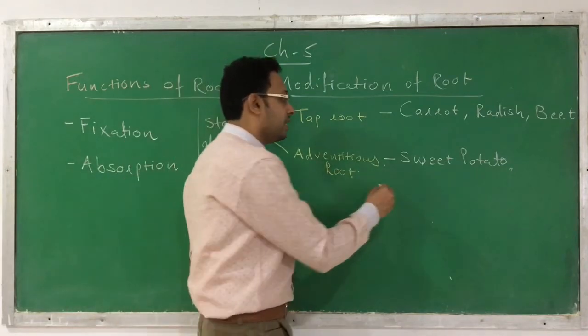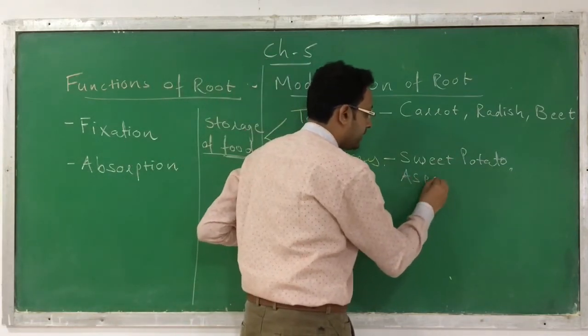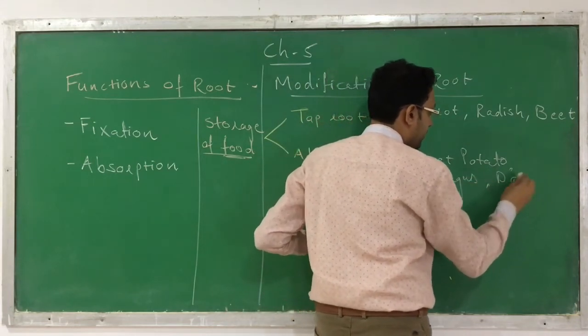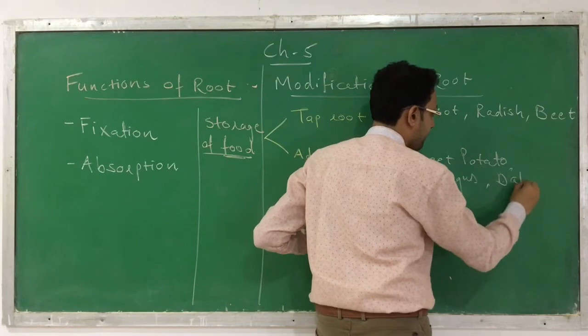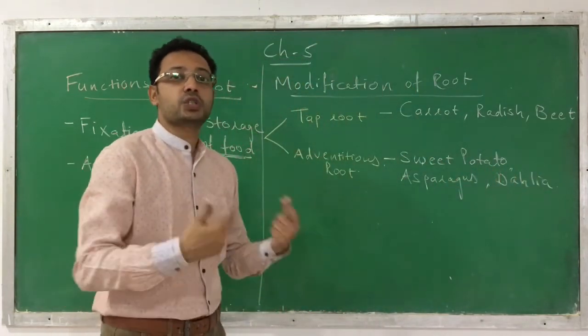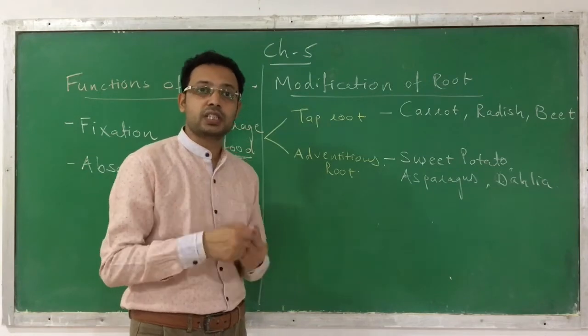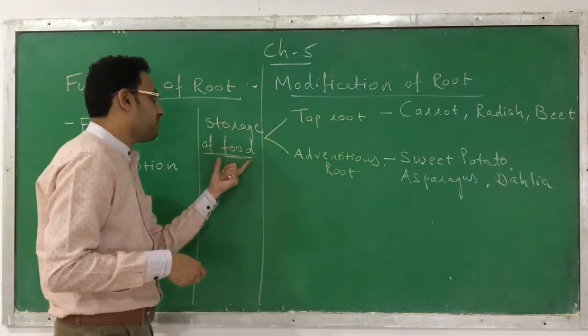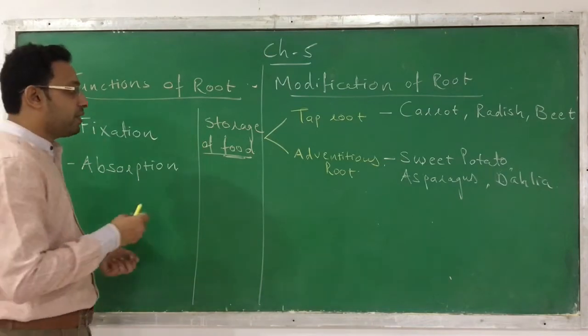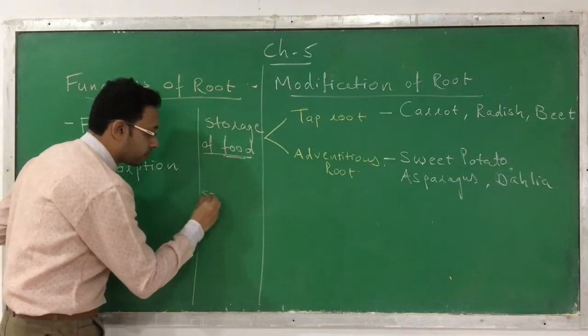of food. Next example, you can say that it's asparagus. Next is the dahlia. So these are the examples of adventitious root for storage of food. Okay, so this is the first modification, for performing storage of food. Now the second modification is for support.